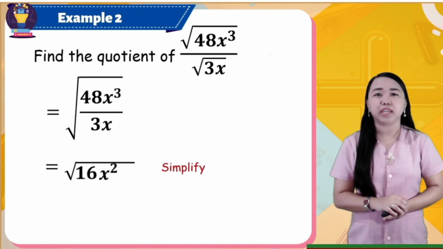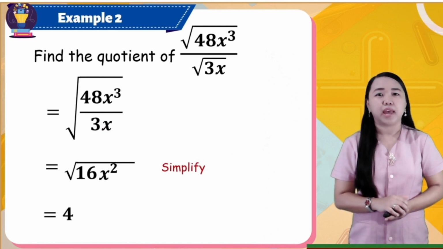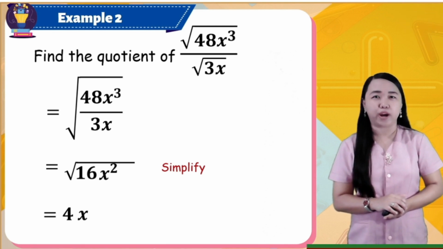Square root of 16 is 4. And square root of x squared is x. So the result is 4x.